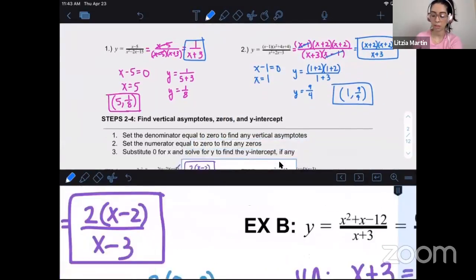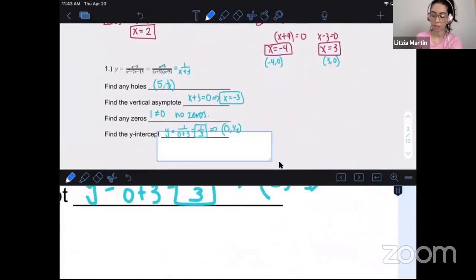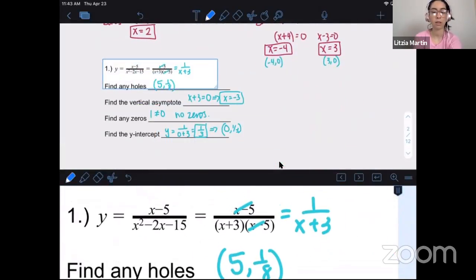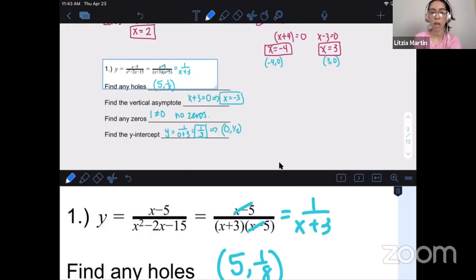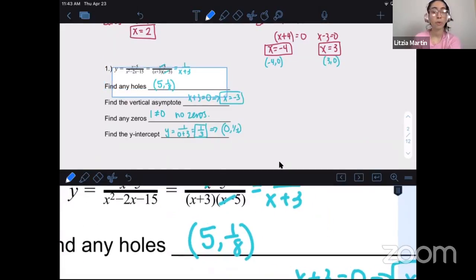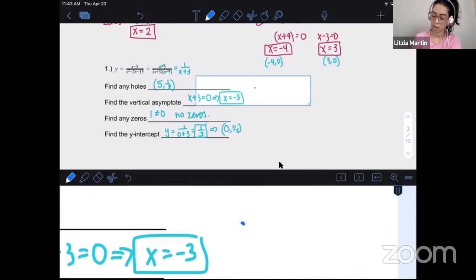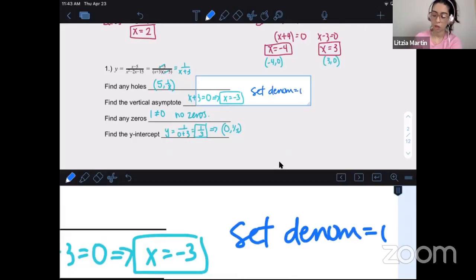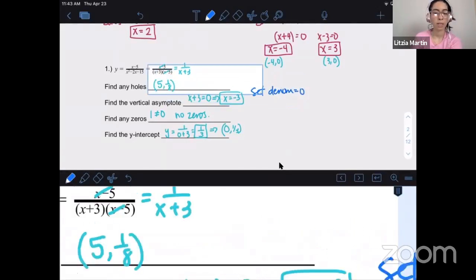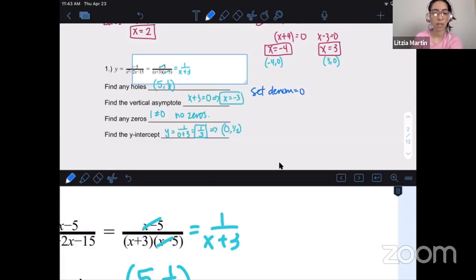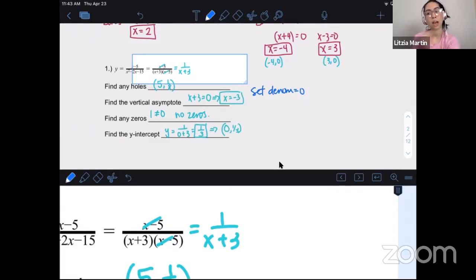So I'm going to jump down to the bottom here. This is that first problem there we see. We're left with 1 over x plus 3. We have the hole at (5, 1/8). To find the vertical asymptote, you set the denominator equal to 0. So you look at what your denominator is once it's already simplified. In this case, it was x plus 3. So you set that equal to 0. We get x is equal to -3.